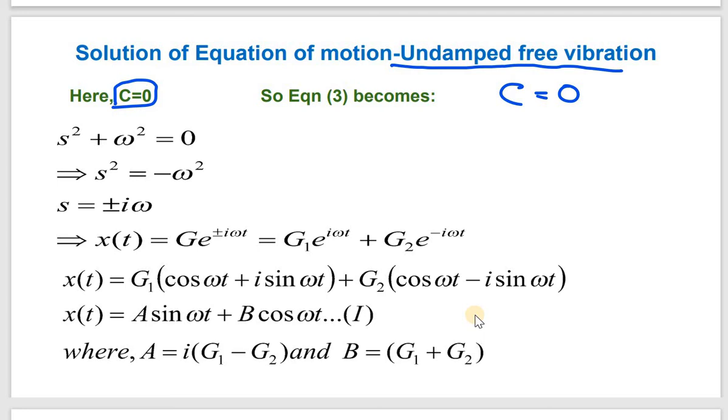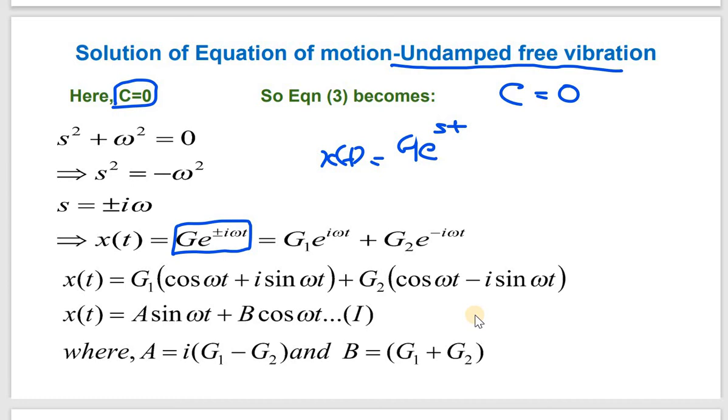Now I know what x of t is. I started from here only: x of t is equal to G e raised to st. Now I have got what s is. It is plus or minus i omega. So I can write it like this: with the plus omega one term and the minus omega term, this can be converted into G1 e raised to i omega t plus G2 e raised to minus i omega t. So two terms I have converted.